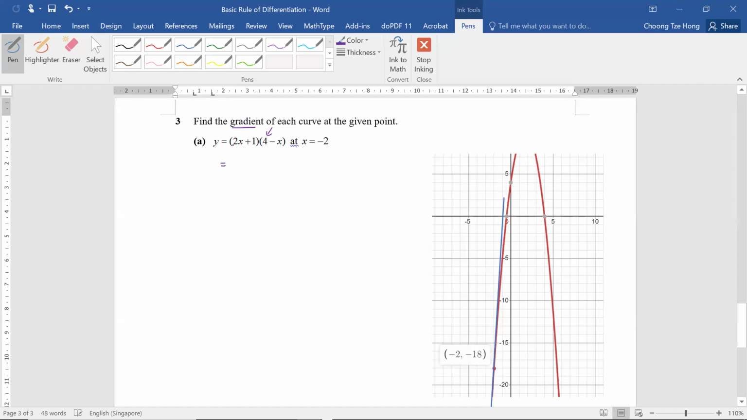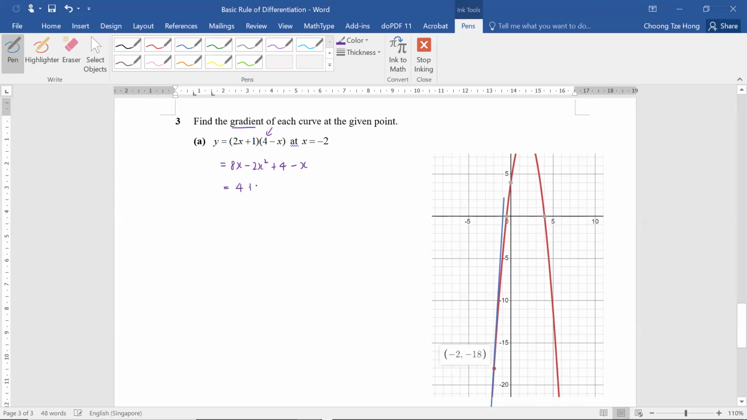So what we need to do is expand it out to prepare it for differentiation. 2x times 4 is 8x, 2x times negative x gives you negative 2x squared. 1 times 4, you get plus 4. 1 times negative x, you get negative x.